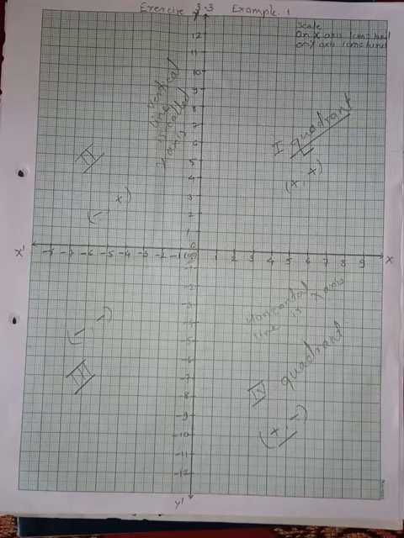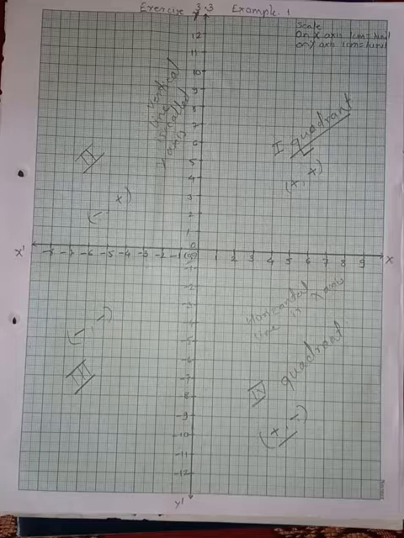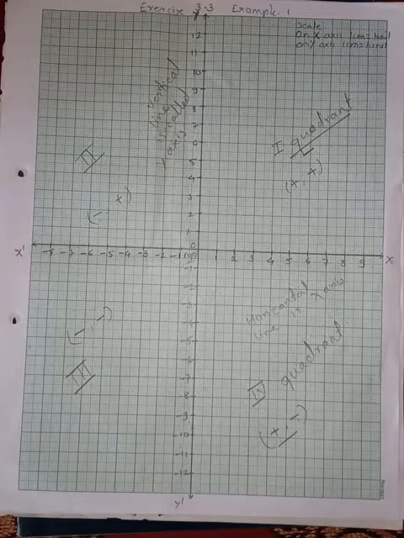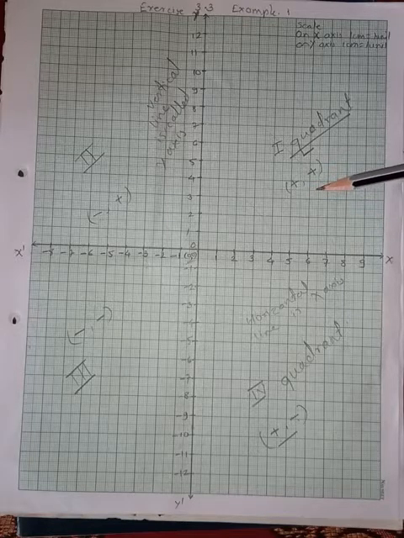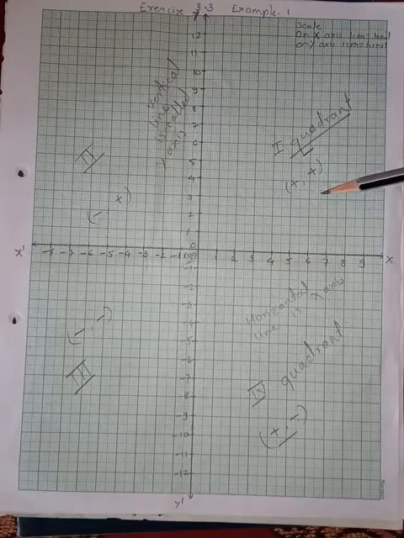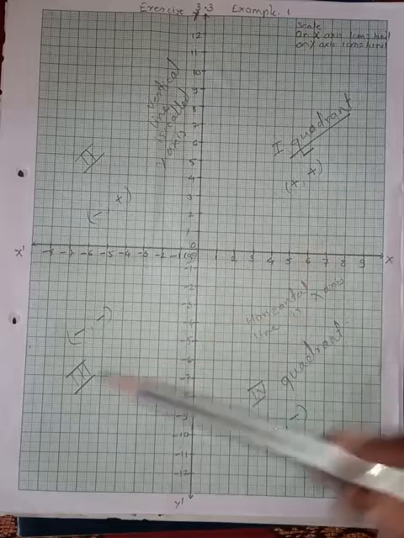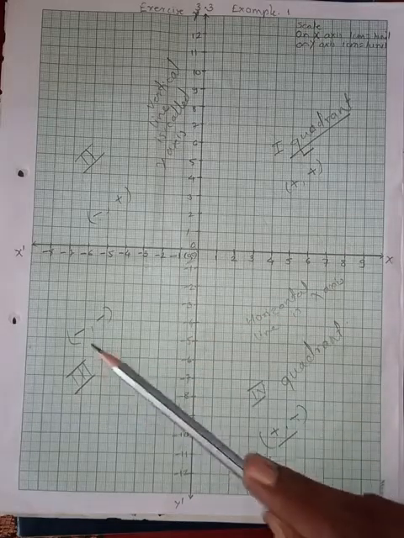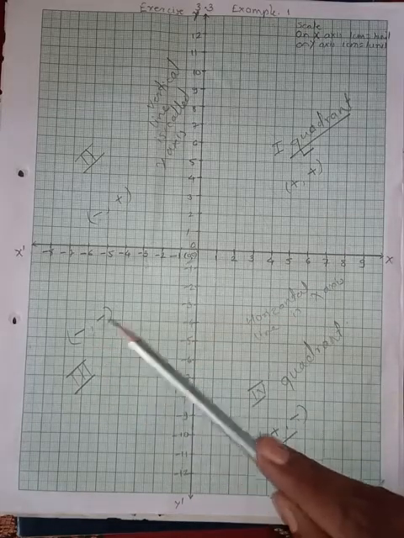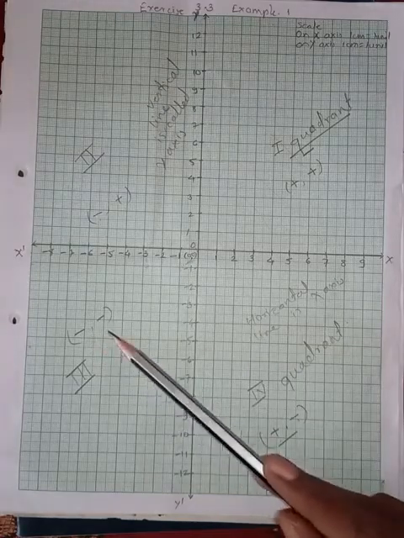Then next is (1, 2). Both the coordinates are positive, hence it will lie in first quadrant. And the next point is (-3, -5). Here both the coordinates are negative, hence it will lie in third quadrant. We have already studied that in third quadrant both the coordinates are negative.